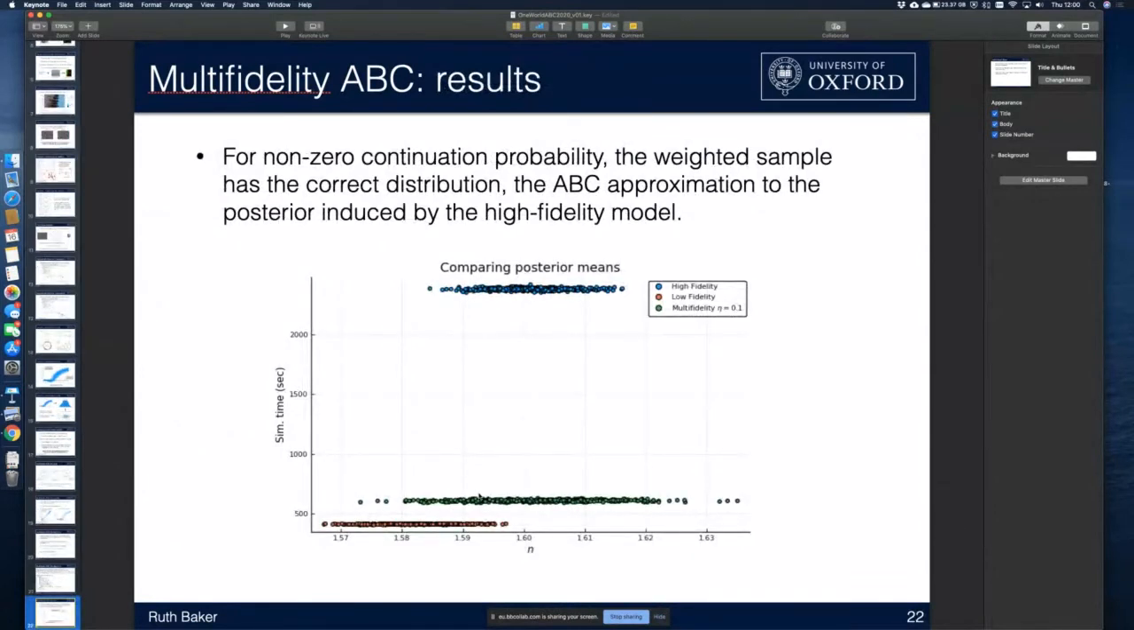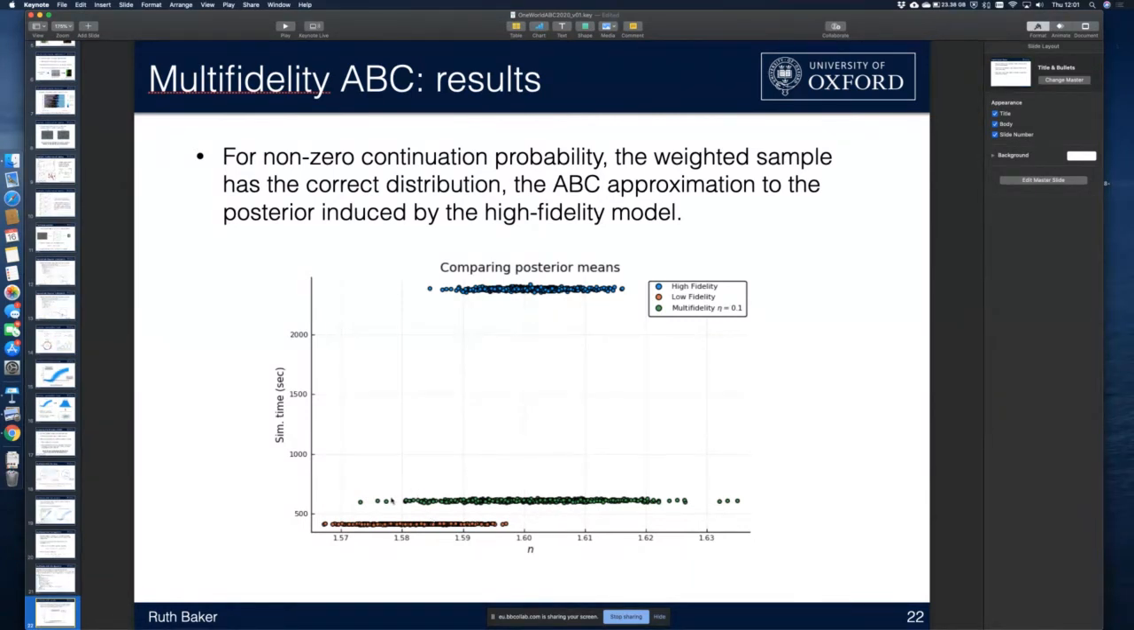Okay, so let's see this in action on the repressilator model. So what do I get? If I just use the high fidelity model on its own, you can see here's the distribution of posterior means I get out, plotted as a function of the simulation time in seconds for each one of those. If instead I used a lower, approximate model to do the job, I would generate my posterior mean distribution in much quicker time, but you can definitely see that there's a bias, a real skew to the left in terms of the parameter estimates that I get out.